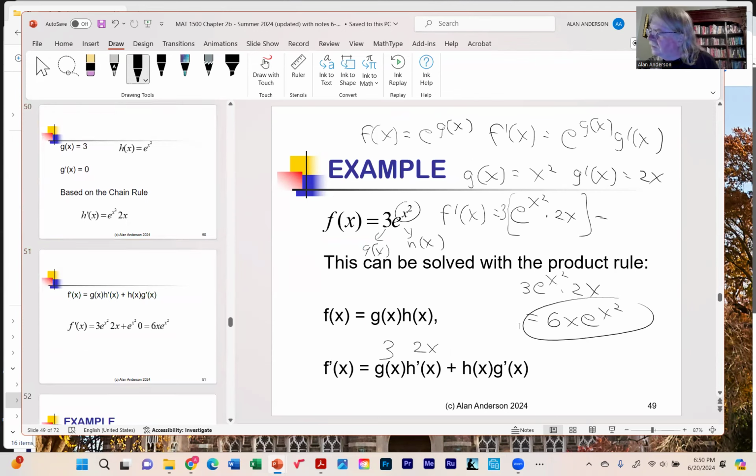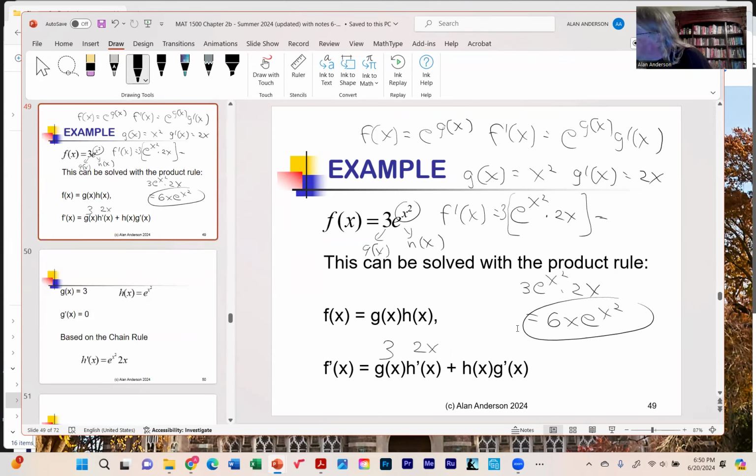So you've got, I did something wrong. G of x, h prime of x is e. Oh, okay. See, now you end up using the chain rule anyway. So this really doesn't make a whole lot of sense.